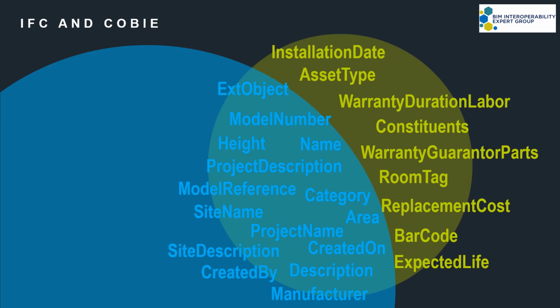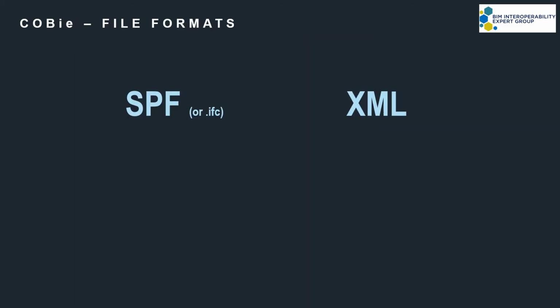Zooming in, we can see what attributes and properties are in the overlap and which only exist within COBie. As you can see, a lot of the data is already included in the IFC schema, and the ones which sit outside can still be brought into the overall IFC schema as well. Because COBie is an MVD, it can be delivered using the standard IFC file formats.